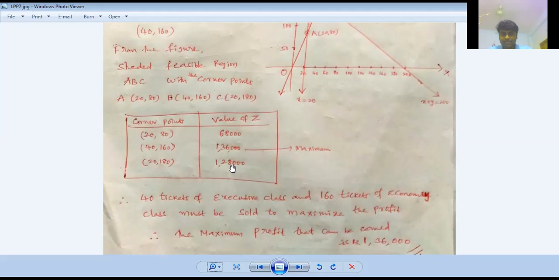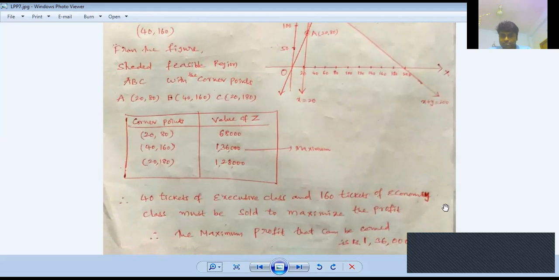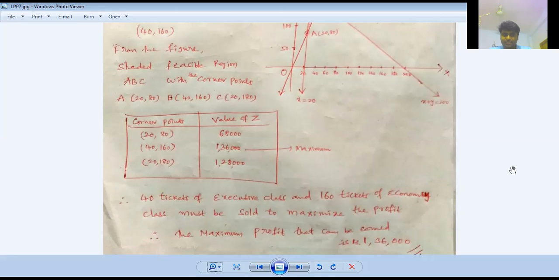When is that possible? By selling 40 tickets of executive class and 160 tickets of economy class. Okay, that conclusion we should write properly at the end of every problem. 40 tickets of executive class and 160 tickets of economy class must be sold to maximize the profit. The maximum profit that can be earned is 1,36,000.